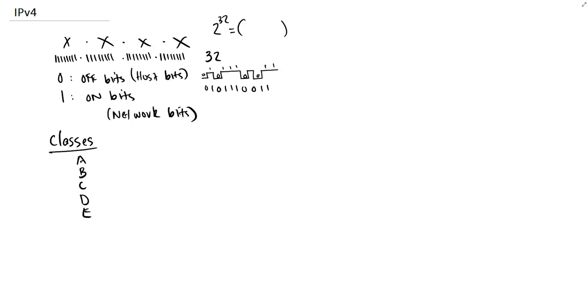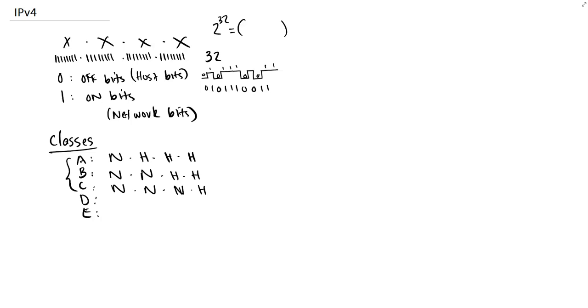This is very important to understand. For A, we have those bits organized in this way: N, and then H, H, H. For B, we have N, N, and then H, H. For C, we have N, N, N, and then H. I will talk about D and E separately, since they're used for something else. Let's focus on these 3.